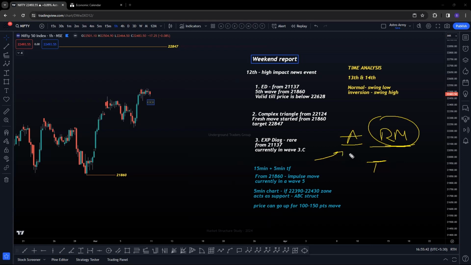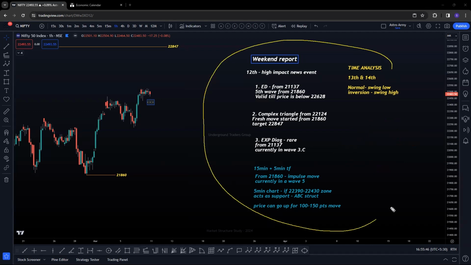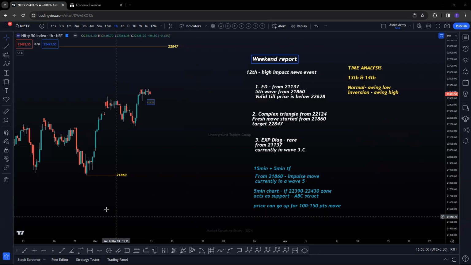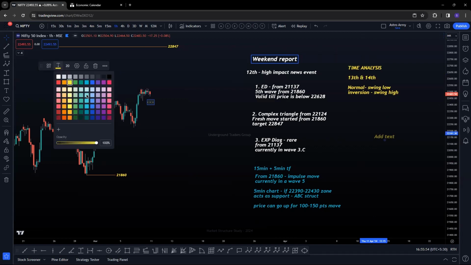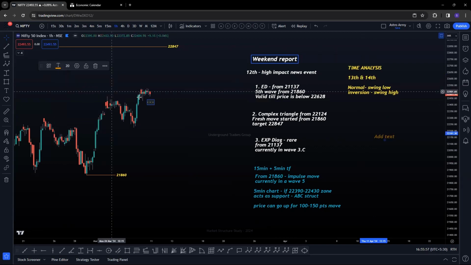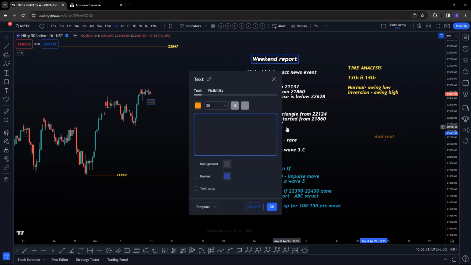Okay, now what we're going to do is convert all this into a trading plan. We have to convert all this into a trading plan. So how will you make a trading plan for this? Very simple. What are you looking for?